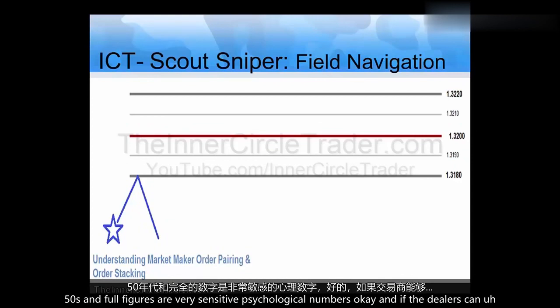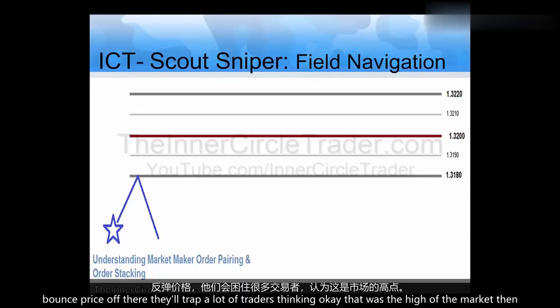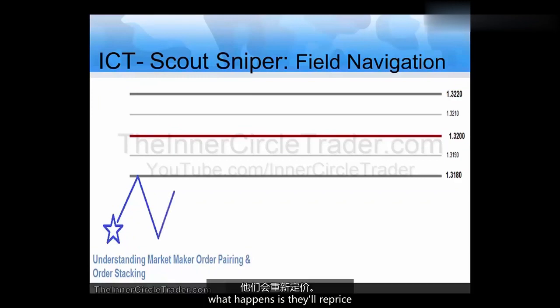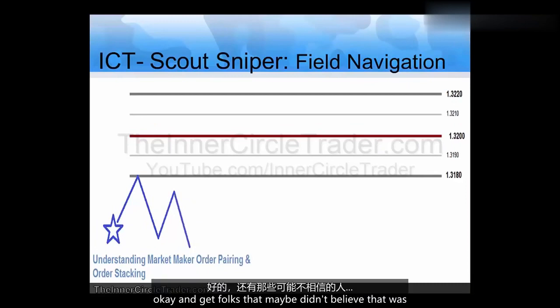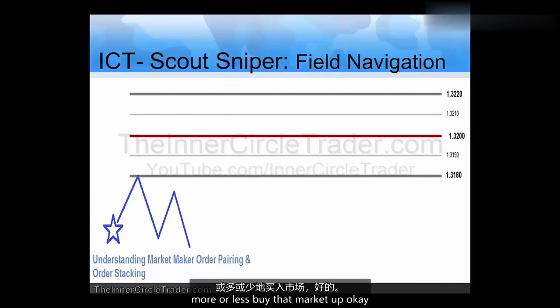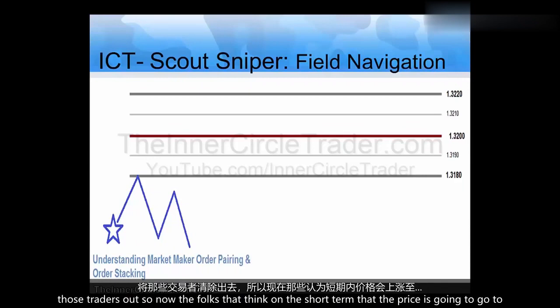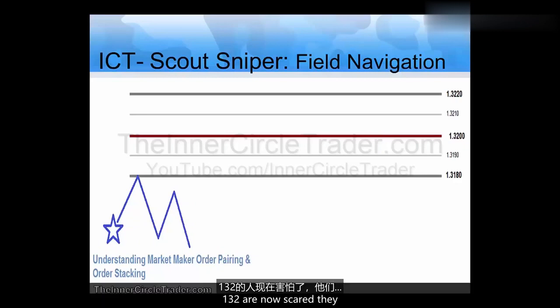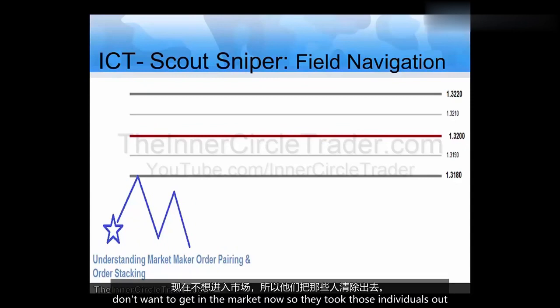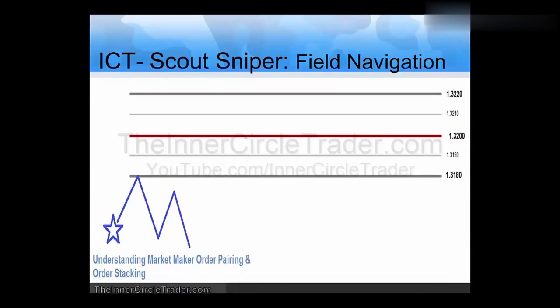If the dealers can bounce price off of there, they'll trap a lot of traders thinking that was the high of the market. Then what will happen is they'll reprice and get folks that maybe didn't believe that was the high and think it's still going to go to 132. They'll more or less buy that market up. But then they'll take the market below the most recent swing low and stop those traders out. So now the folks that think on the short term that the price is going to go to 132 are scared. They don't want to get in the market now, so they took those individuals out.